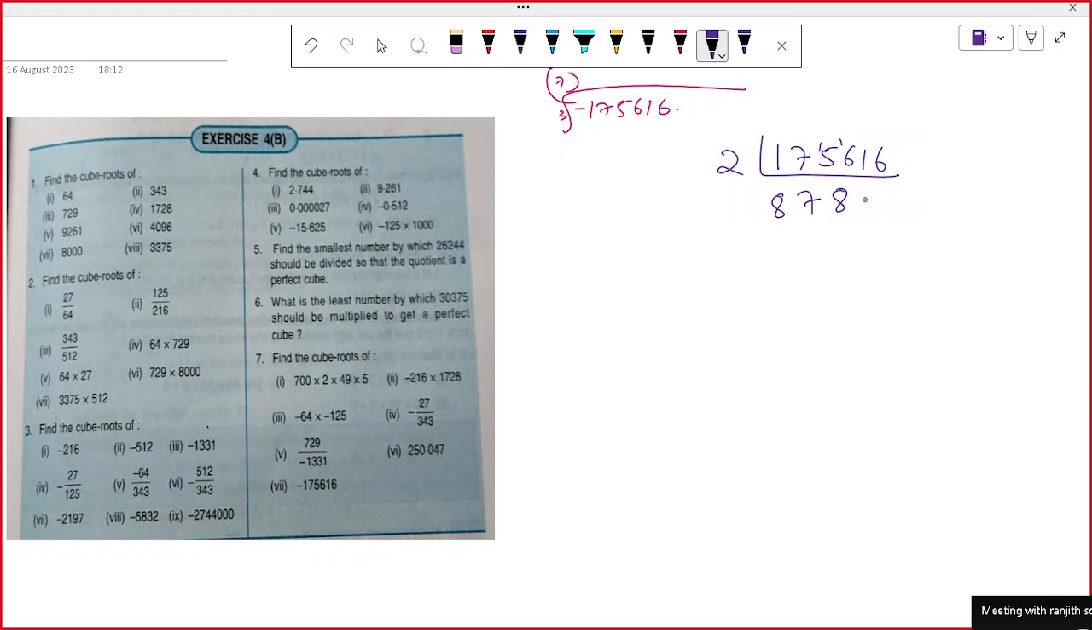Two eights are 16, sir. After that, two eights are 16. One six, two eights are 16. No, you can't write it directly. How many of you got this correct?